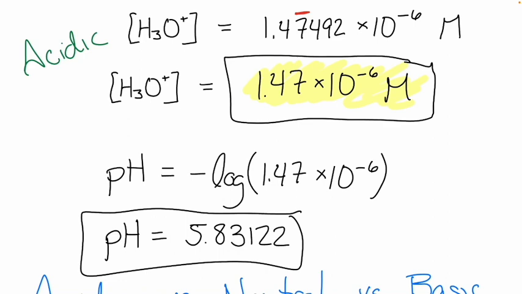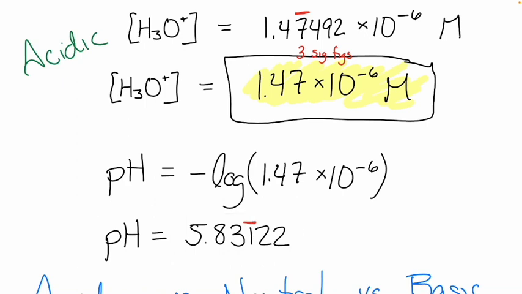All right, so my concentration had 3 sig figs, which means that my pH needs to be rounded to 3 decimal places. So the final answer reported to the correct number of sig figs is 5.831. The number of sig figs in your concentration corresponds to the number of decimal places in your pH.